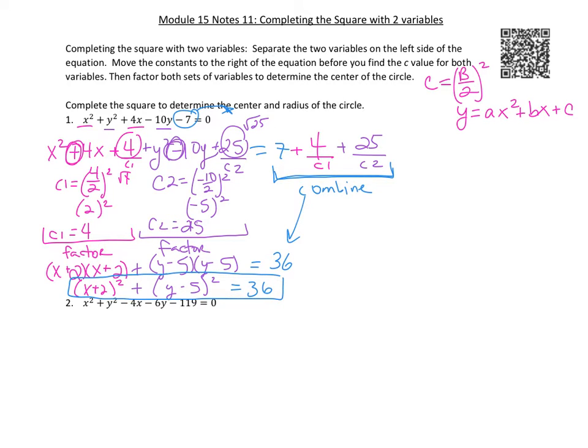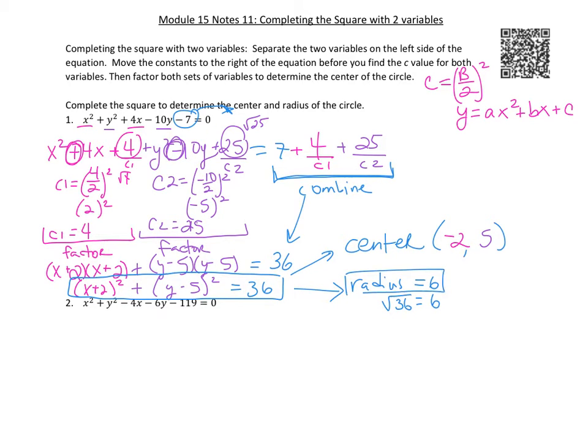Now remember, for the center, you always have to use the opposite signs of your h and k. So if we have a +2 here, it's going to be a -2 for our x. If we have a -5 in our parentheses here, it will be a +5 for the y value. And then for the radius, we need to take the square root of our 36, which gives us a 6. So our radius will be a 6 for our circle, and the center is at -2, 5.